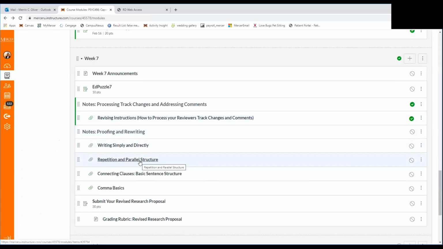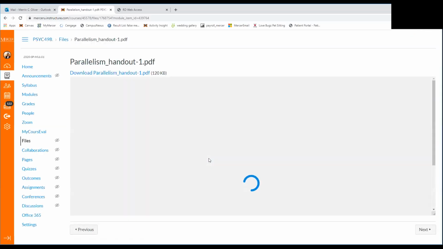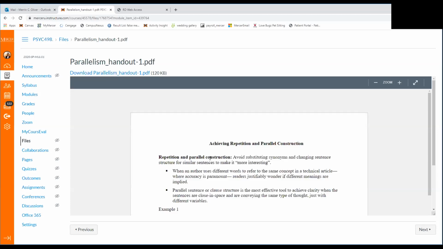Your sentences and your paragraphs and your writing only sound redundant to you because you're reading it over and over and over again. As a reader, it's actually easier when sentences are structured the same, or when we use parallelism or repetition to structure sentences that are conveying similar information in similar ways. It doesn't sound redundant to your reader.